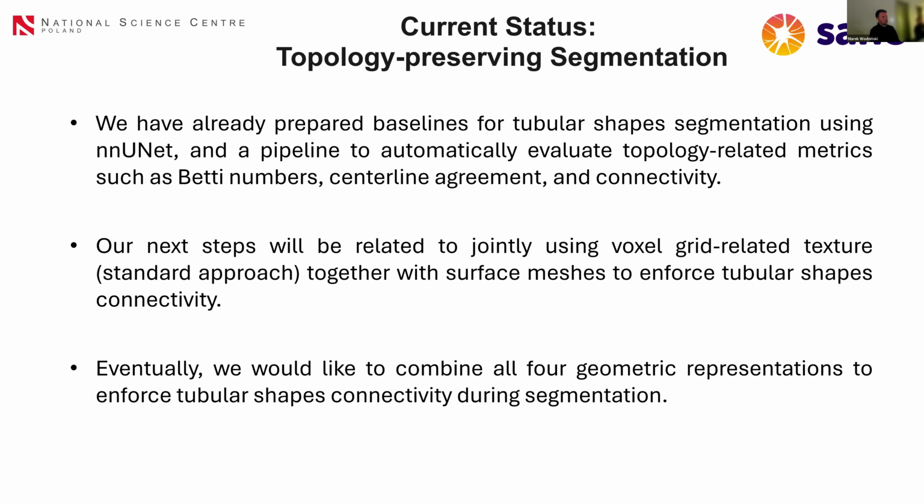to enforce the tubular shape connectivity during the image segmentation. Because in this particular context, implicit representations may also be very useful for this task, because of the properties of the latent space that we can utilize. And also point clouds may be very useful because they provide a global field of view. For high resolution volumes, it may be quite problematic to maintain the connectivity when segmenting directly from the voxel grid.